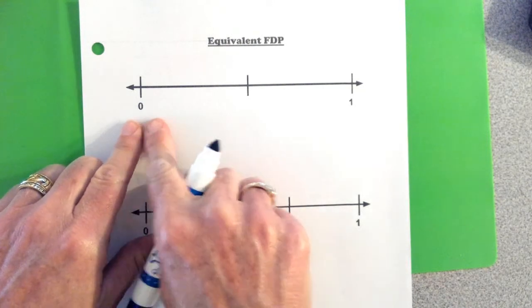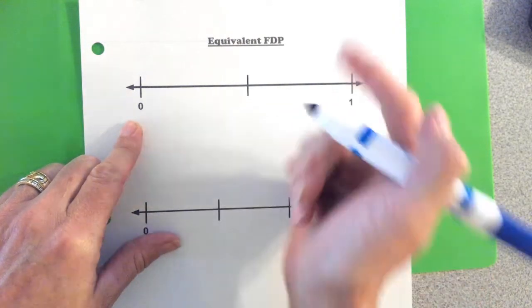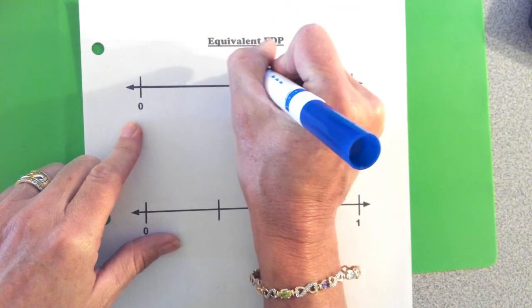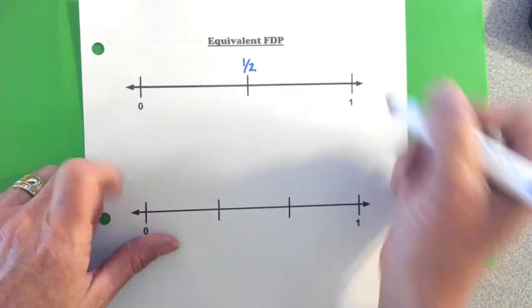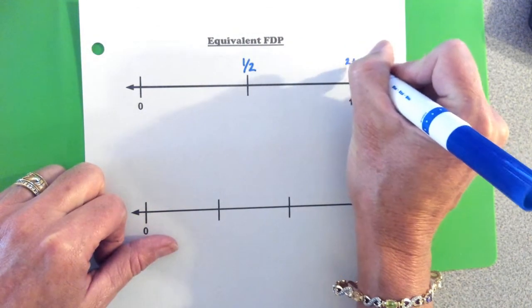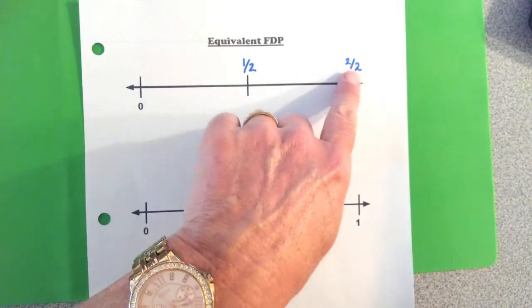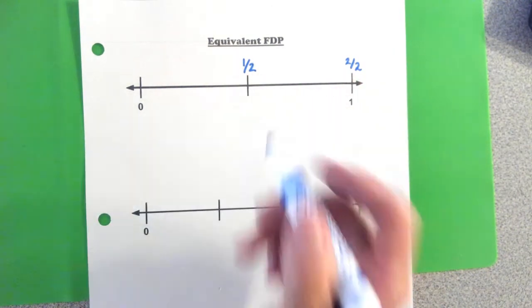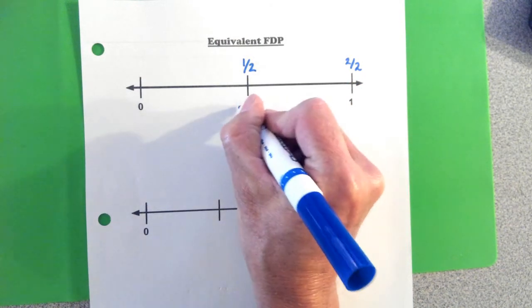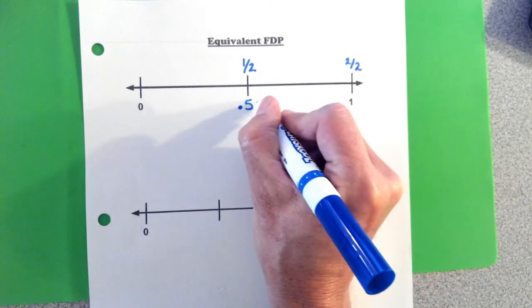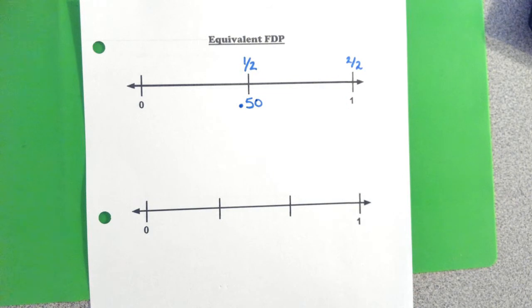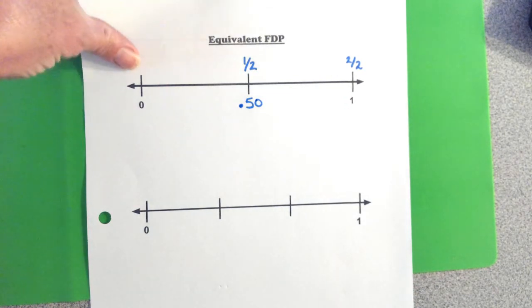We have a number line here that's divided into 2 sections. The first section is 1 out of 2, known as a half, and the second section is 2 out of 2, or 1 whole. 1 half, 2 halves make a whole. So 1 half, if you recall, the decimal is a 0.5 or a 0.50. We'll call it a 0.50 for right now.